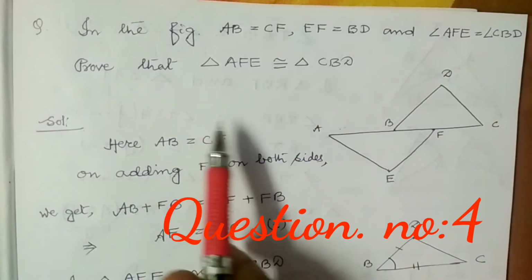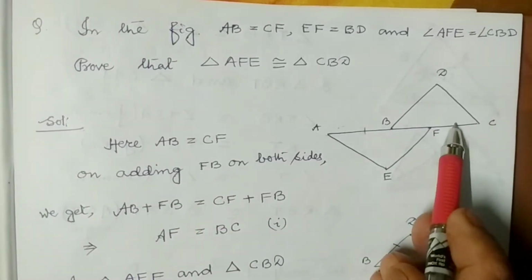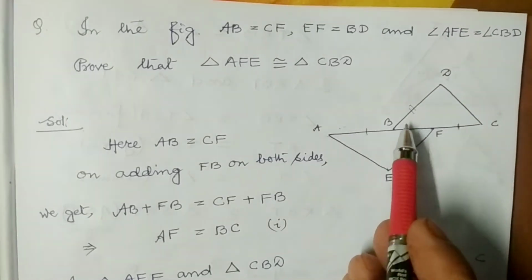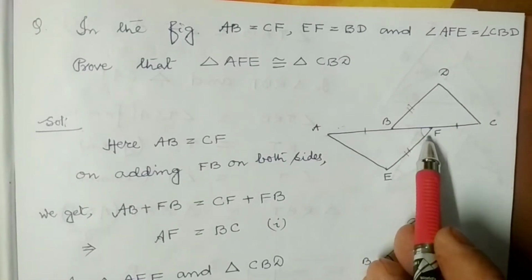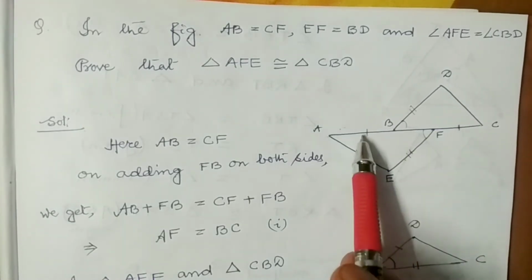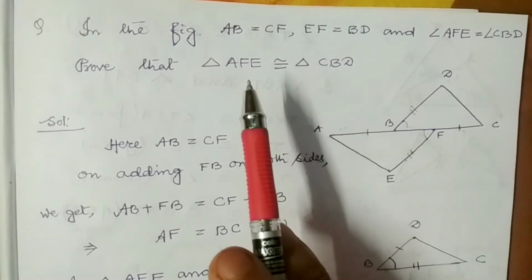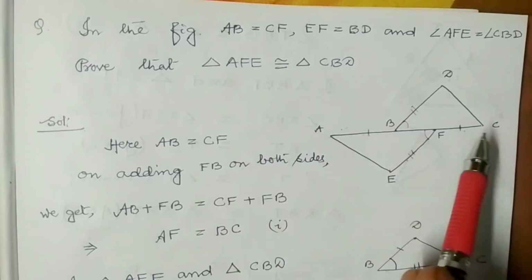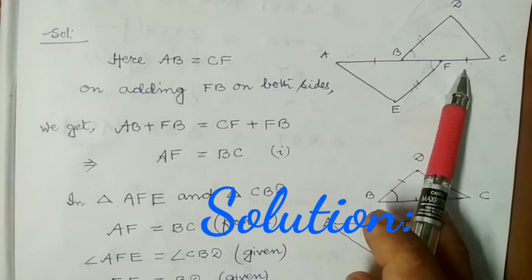Now the next question is, this figure is given to you and it is given that AB equals CF. Next it is given EF equals BD and angle AFE equals angle CBD, that means this angle. Clear? These two sides are given equal, and these two angles are given equal. What you are to prove? You are to prove triangle AFE congruent to CBD.